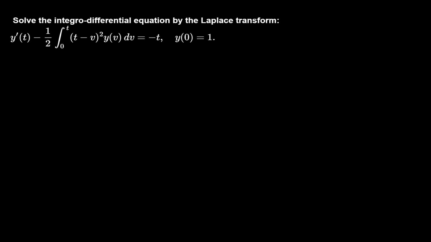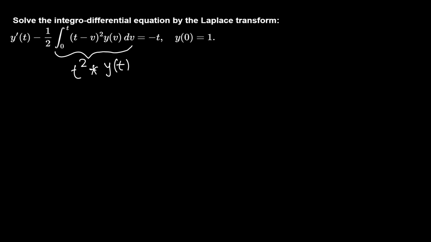Solve the integro-differential equation by the Laplace transform. So we have a derivative, that's why it's a differential equation, and we have an integral as well. If you look closely, this integral is in fact a convolution of t squared and y as a function of t. So we have 2 terms on the left equals negative t, and we have an initial condition.